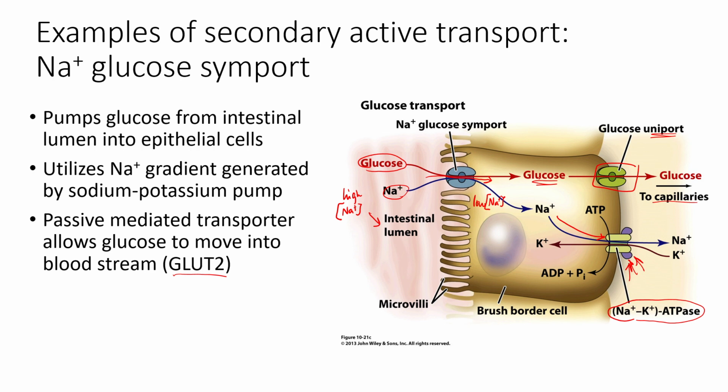So essentially, once you have a high enough concentration of glucose inside of this intestinal cell, that helps to create a gradient where you have high glucose inside and low glucose on the other side. And then the glucose can travel right down the gradient through this little uniporter.